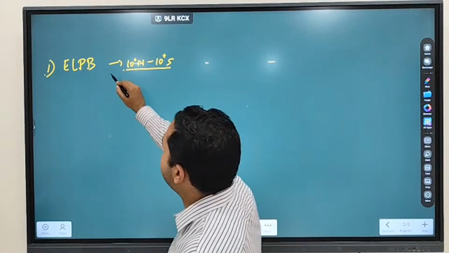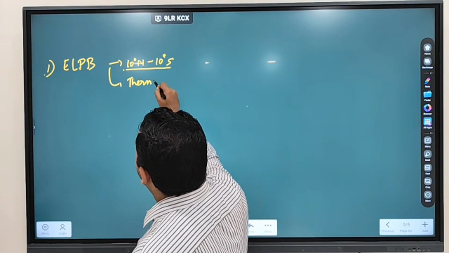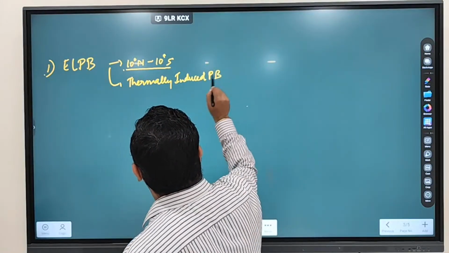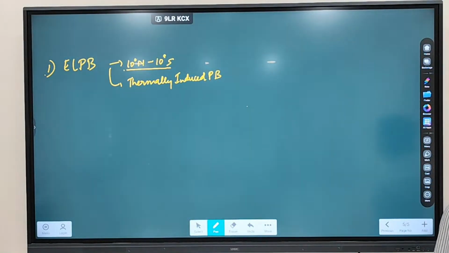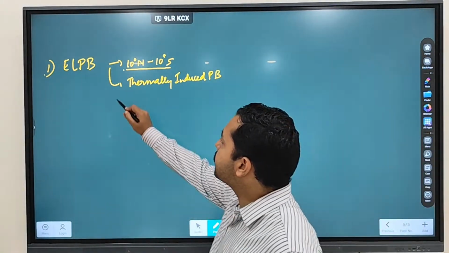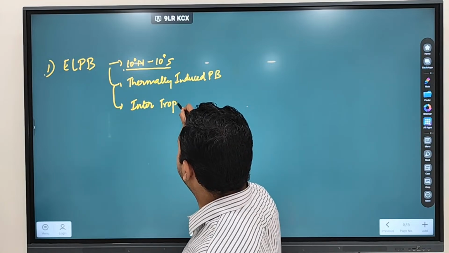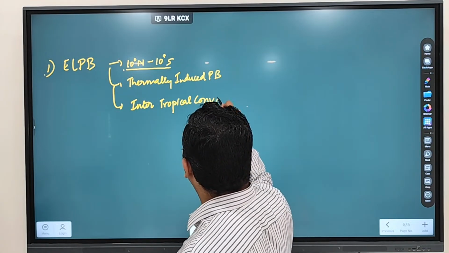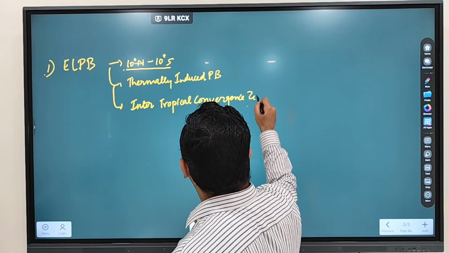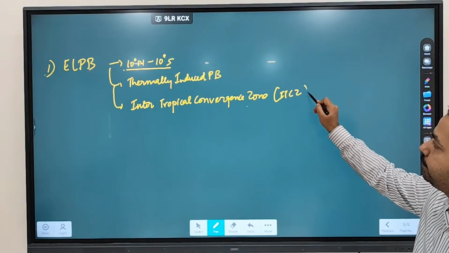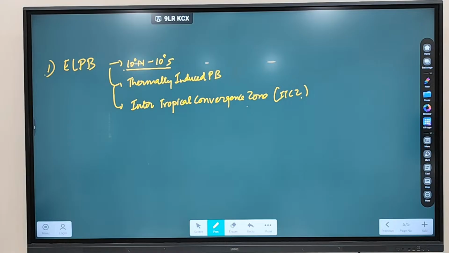Which type of pressure belt is it? Thermally induced pressure belt. This pressure belt is also known as the intertropical convergence zone, or ITCZ.